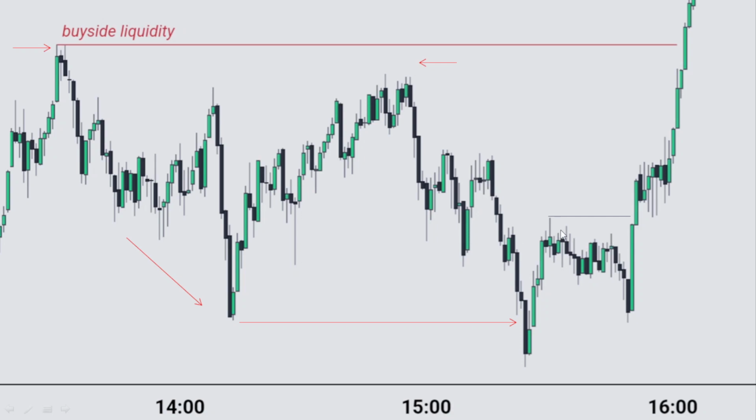You can see, so that's not a market structure shift. So it comes to the downside, and you can see that one more time, boom, it goes to the upside, and this time it actually closed above these highs right here, and that for me is a market structure shift.